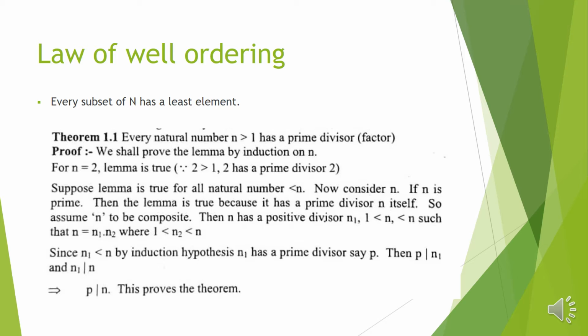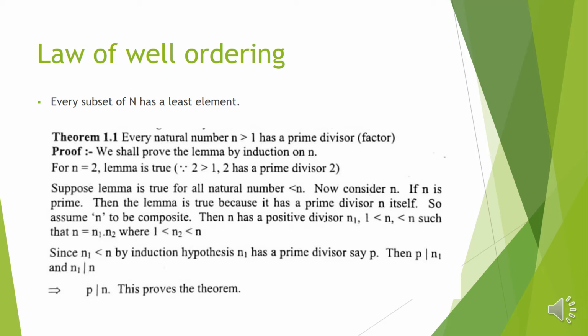Okay, we have a theorem. Every natural number n greater than 1 has a prime factor. We prove this theorem by lemma, by induction on n. For n equal to 2, the lemma is true, since 2 is greater than 1. 2 has a prime divisor, or you can say 2 is the least prime.